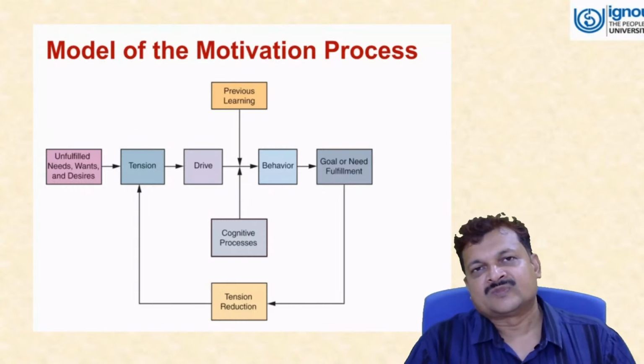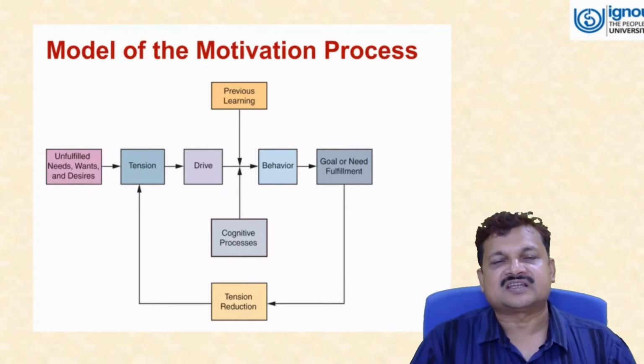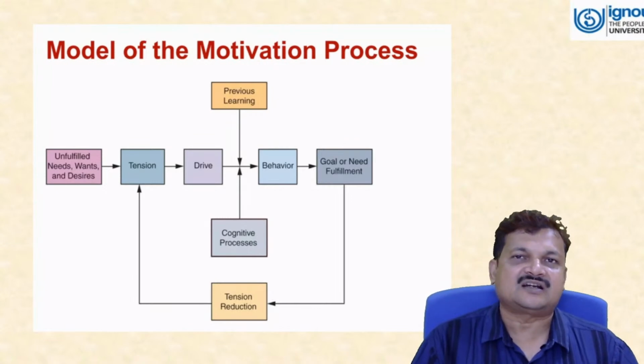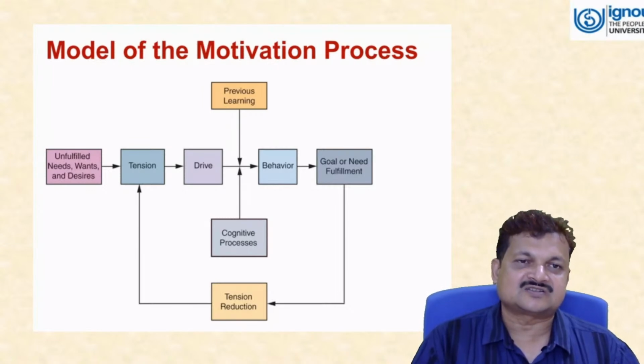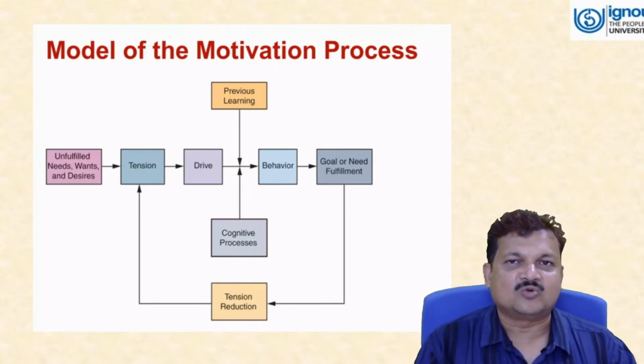So every day, when there is tension for a specific product, the behavior and evaluations already try to reduce the tension if it is related to that tension. If the tension is not related, the tension might be higher. But since the tension is related to this area, it is definitely controlled by tension reduction. So this is the model of the motivation process, which starts with unfulfilled needs, wants and desires and ends with goal or need fulfillment.